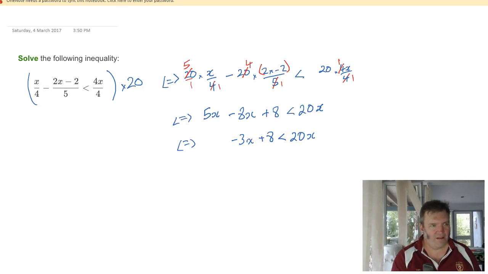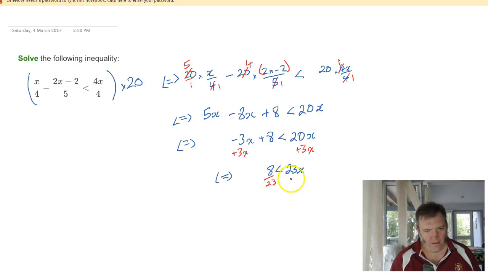Obviously, I want to get rid of that negative 3x. I want to get all my x's on the one side. So I add 3x, the inverse of subtracting 3x, to the other side as well. And I have 8 is less than 23x. As the last step, I'm just going to divide each side by 23. When we divide by 23, we end up with 8 over 23 is less than x, which is the same as x is greater than 8 over 23. That's all we really have to do.